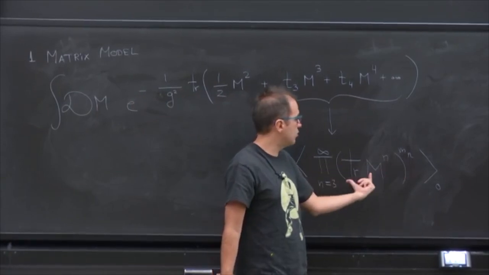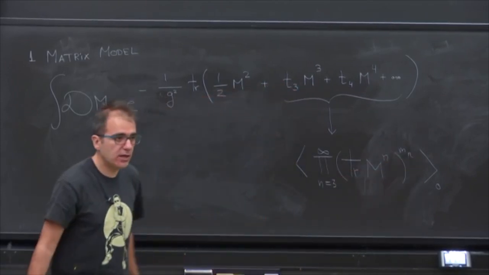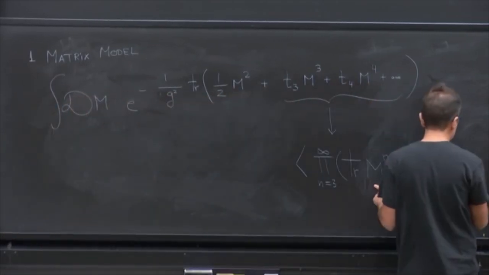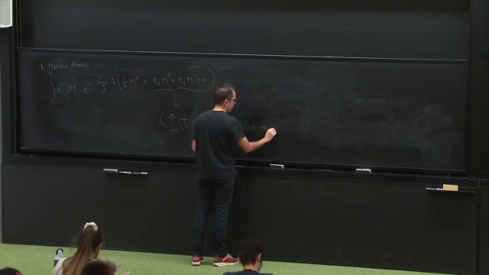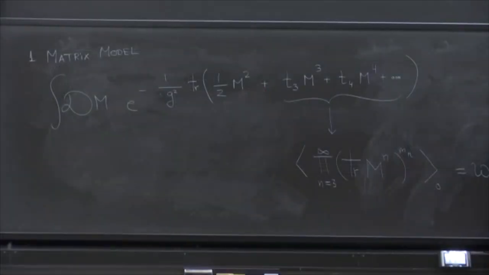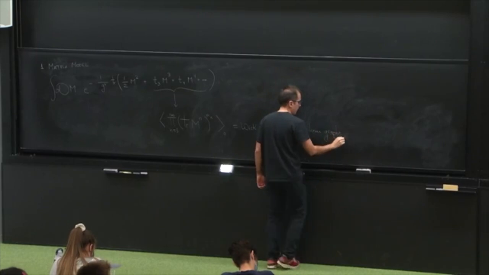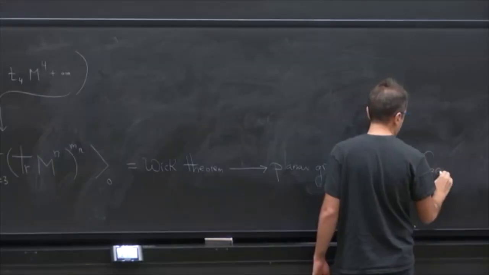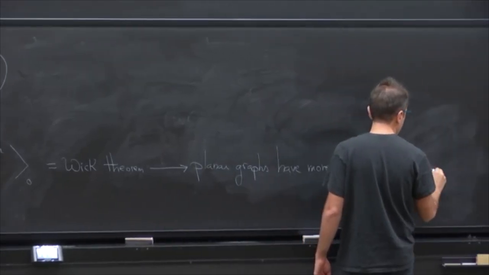And we did one case where we did 2 traces of m cubed, so this would be 2 for n equals 3 and 0 otherwise. But then these we would compute by just doing some Wick theorem. And when we did it, we saw that planar graphs have more faces, also called loops, and therefore they dominate.